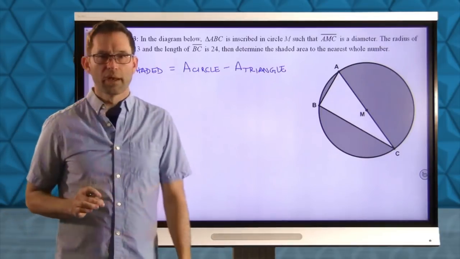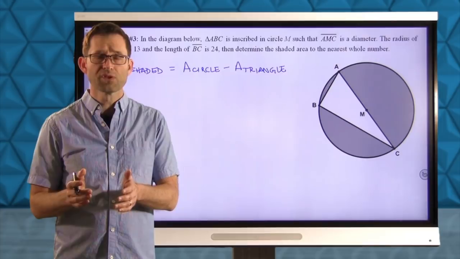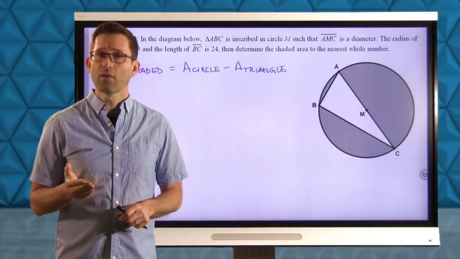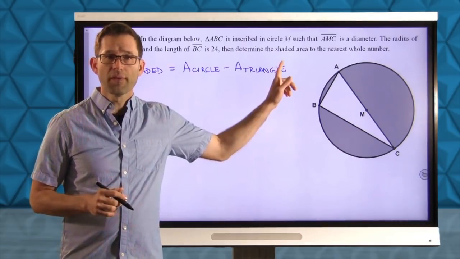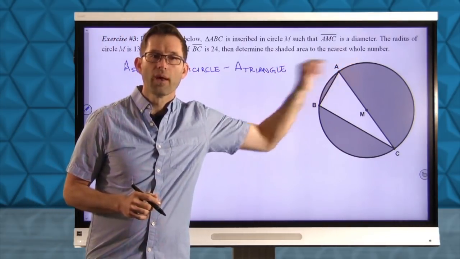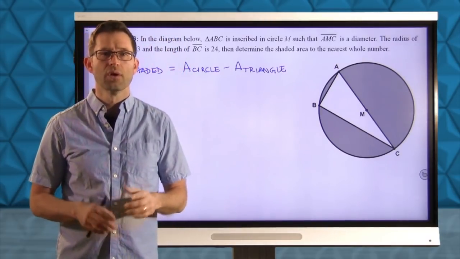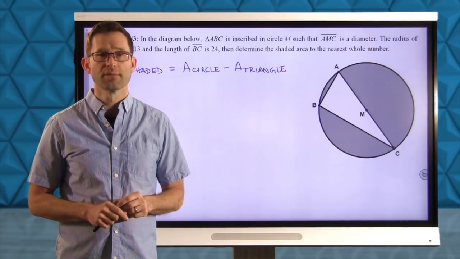Why don't you take a few minutes, pause the video now, and see if you can figure out both the area of the circle and the area of the triangle and subtract. Keep in mind now, you don't have to leave your answer in terms of pi because it asks us to determine the shaded area to the nearest whole number. We actually want a numerical answer, not in terms of pi, for this area. All right, take a few minutes.